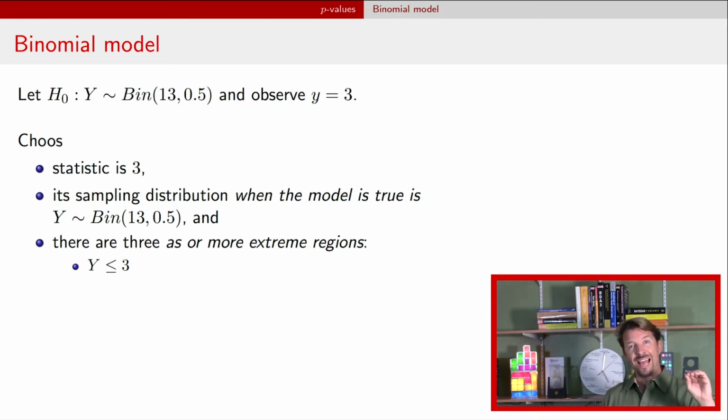Remember, the phrase was as or more extreme. So that as or more indicates that you have to use the inequality with the equal sign. Okay, so here's one possibility for a more extreme region, being less than or equal to 3. Here's another possibility for an extreme region, being greater than or equal to 3.